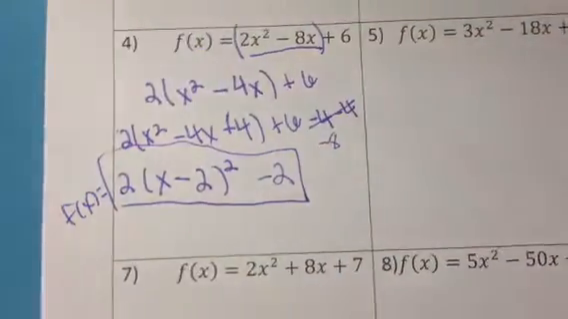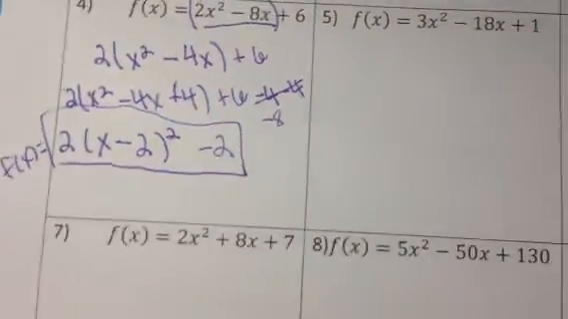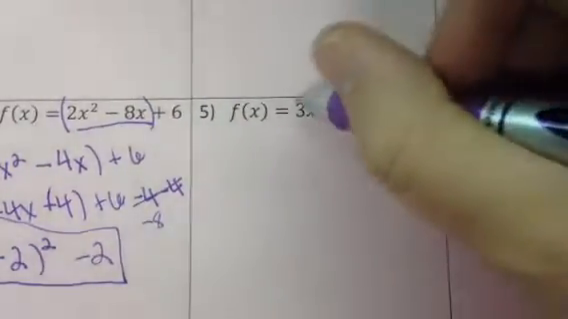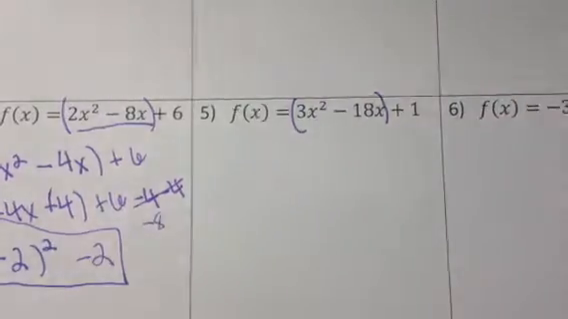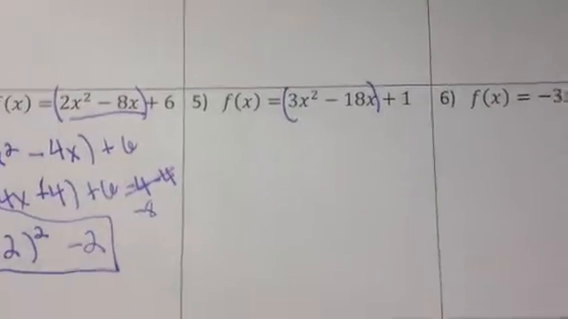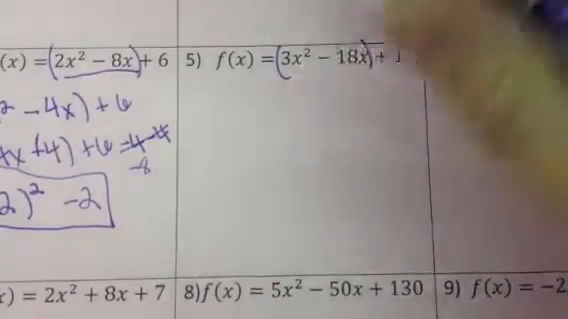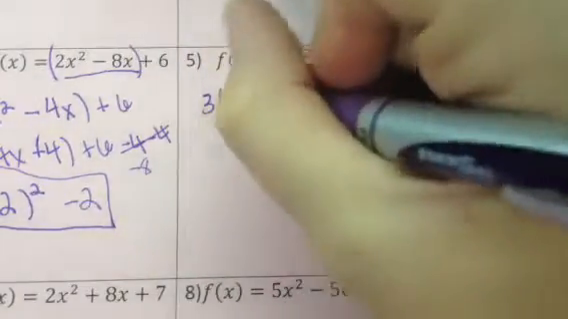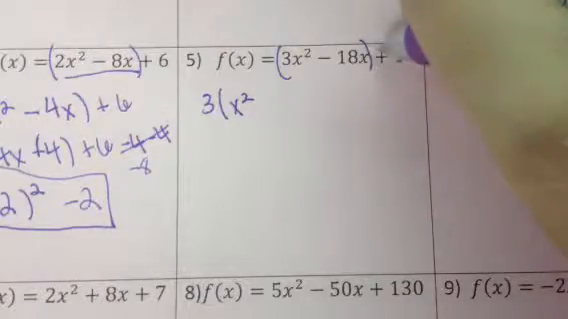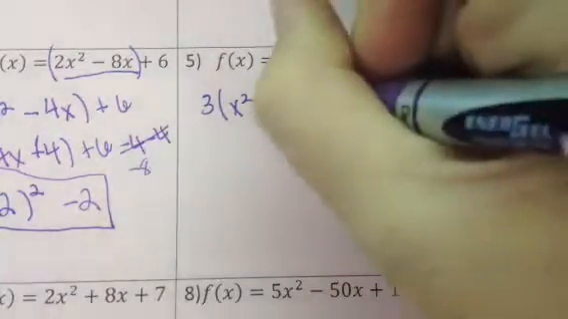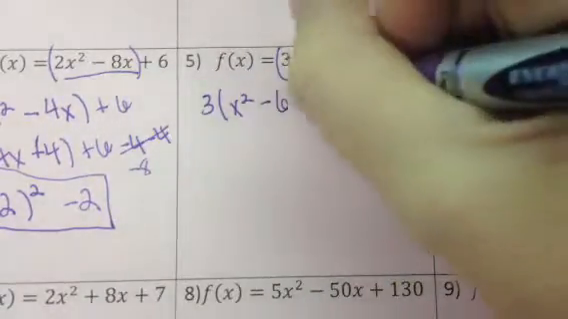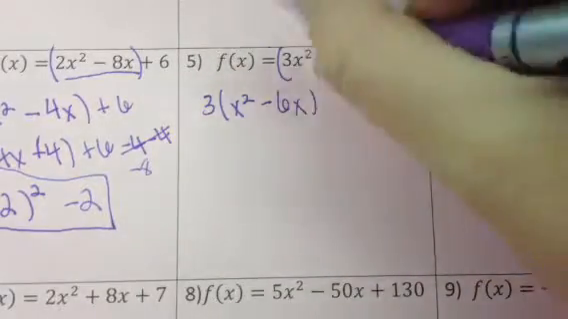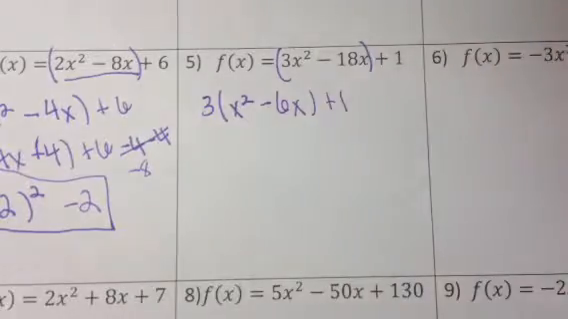All right, let's do a few of these together. Number 5. I'm going to start off the same. Parentheses are on the first 2. I'm going to factor out the a value, so I'm going to pull a 3 out. In parentheses, I now have x squared. Negative 18x divided by 3 is negative 6x. So the 18 gets the 3 taken out. And then I keep the plus 1 out here.